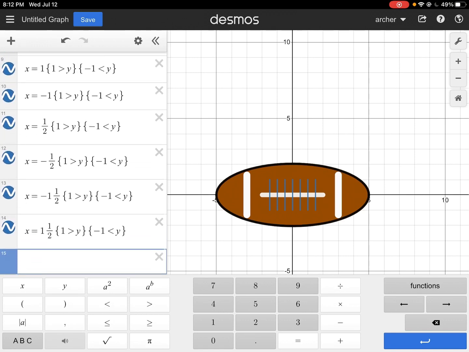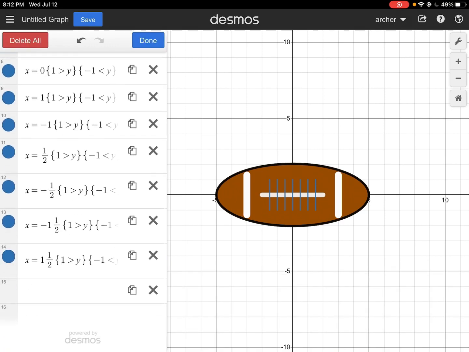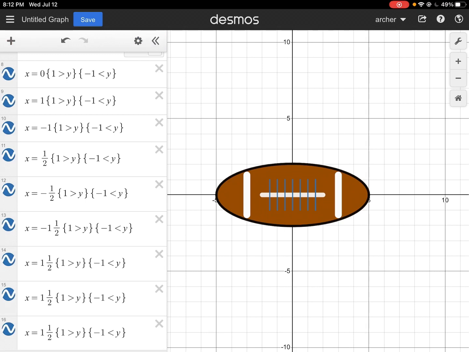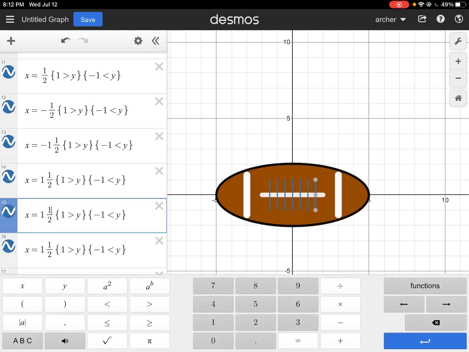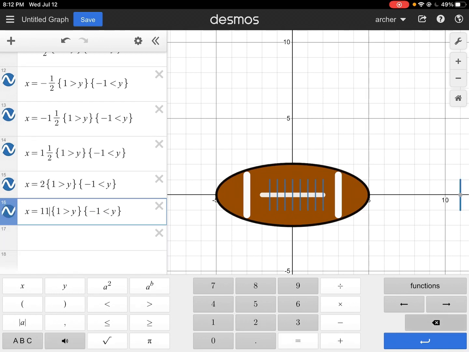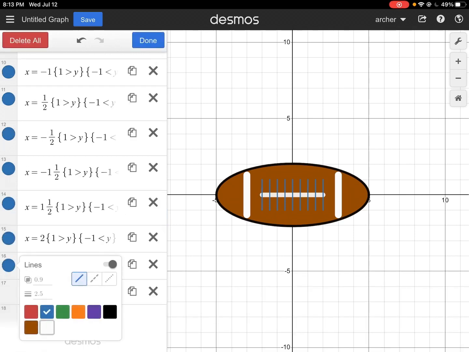Hold on, let me count. 1, 2, no, I didn't make enough. I didn't copy and paste it enough. Sorry, my bad, I need 2 more. And then just x equals 2, x equals negative 2. And then we're going to color all those white.